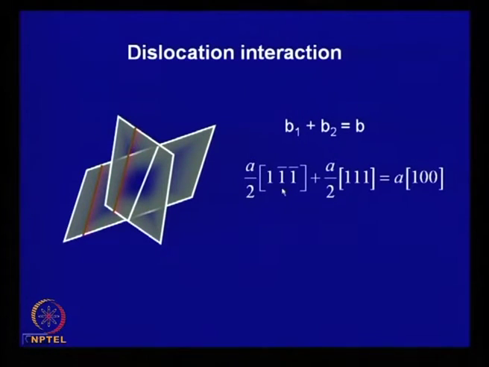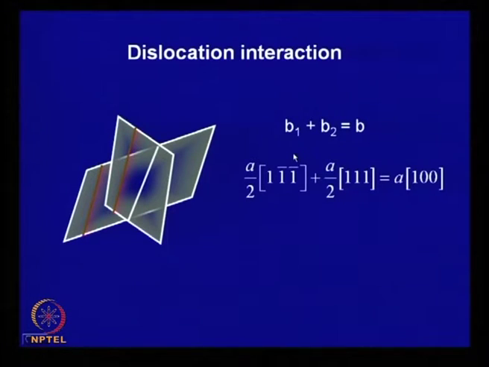Say this is one slip plane on which there is a dislocation, and it is moving along this. This is another intersecting plane, and these two planes intersect along this line, the line of intersection. So there is a possibility that when this dislocation comes here, the two can react and form another dislocation with a different Burgers vector. These are all vector notation, so you can add them up.